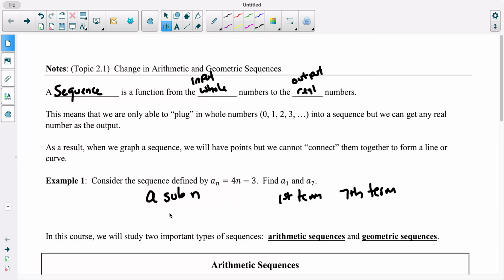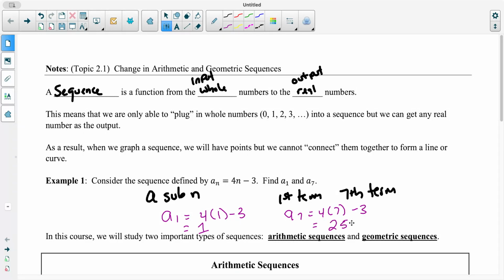So for a sub 1, that would be 4 times 1 minus 3. It's a lot like function notation, right? When we do f of x and we substitute something in for x, it's the same thing. This literally means substitute 1 in for the n in the problem. So a sub 1 is going to equal 4 minus 3, which is 1. Okay, a sub 7 is 4 times 7 minus 3. In that case, 28 minus 3 is going to equal 25.